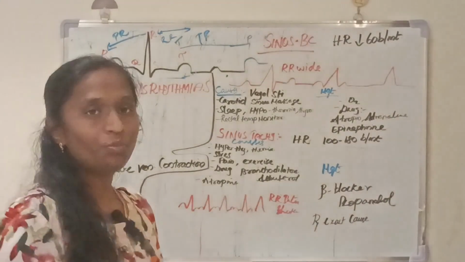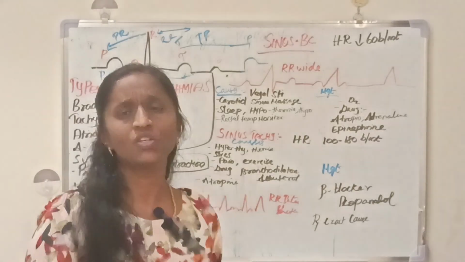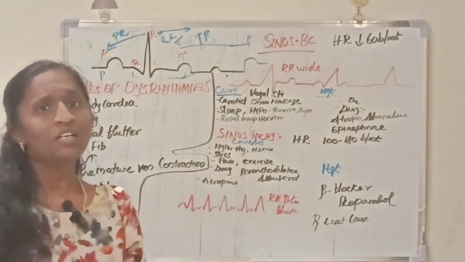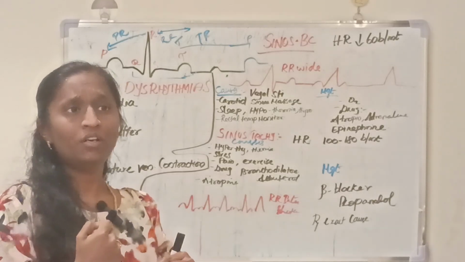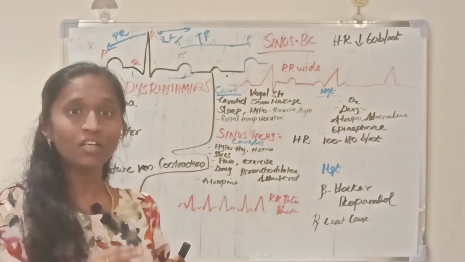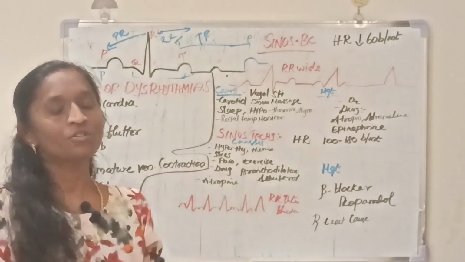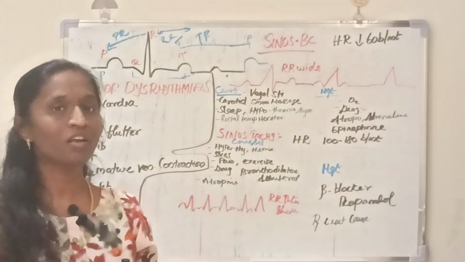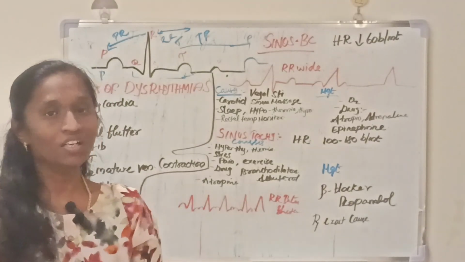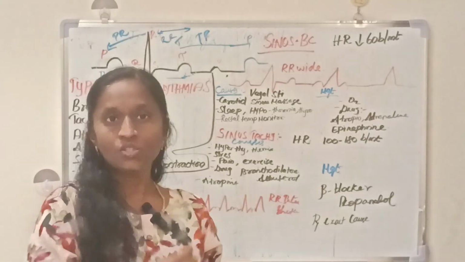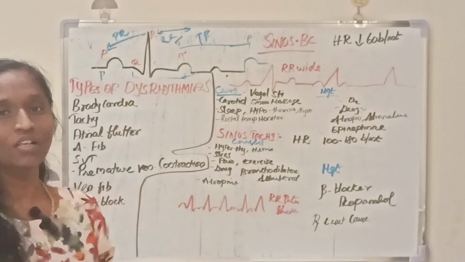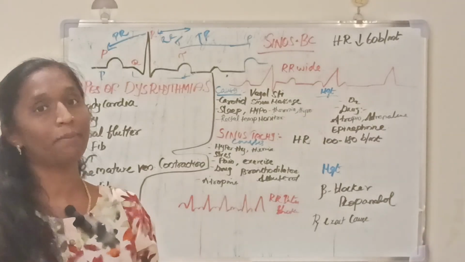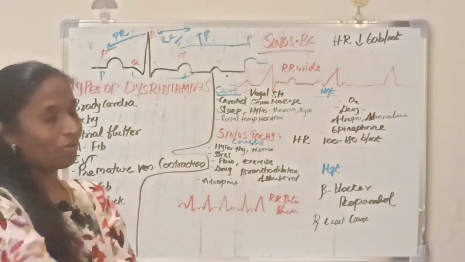Okay. Next, we move on to the types of dysrhythmias. This is not an exact classification of cardiac dysrhythmias, but we are going to look at them according to the ECG waveforms. In upcoming days, if possible, I will upload the classes of cardiac dysrhythmias. This is based only on the different types of waveforms, how we can check the waveform and how it is happening.